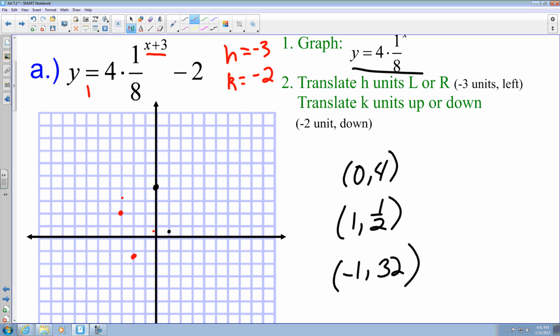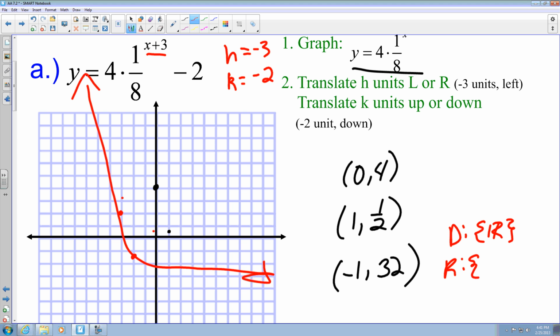So when I get my graph made, it looks something kind of like this. It doesn't show it, but if I had my domain, it would be all real numbers. And then my range would be dictated by what my k is, and it would have to be y is greater than -2.